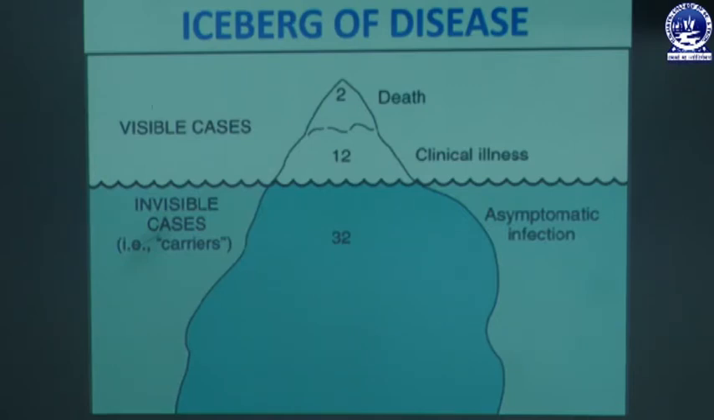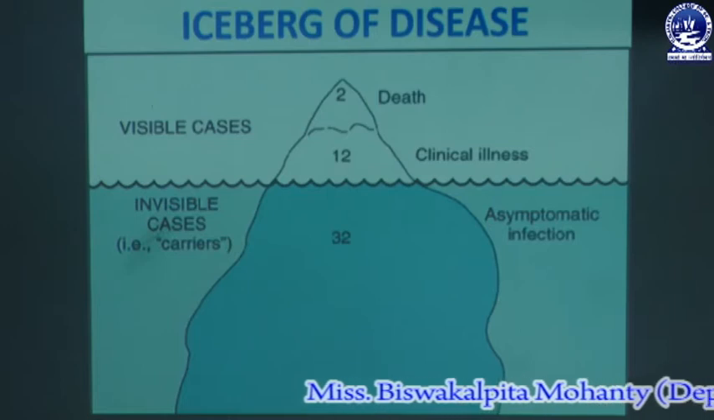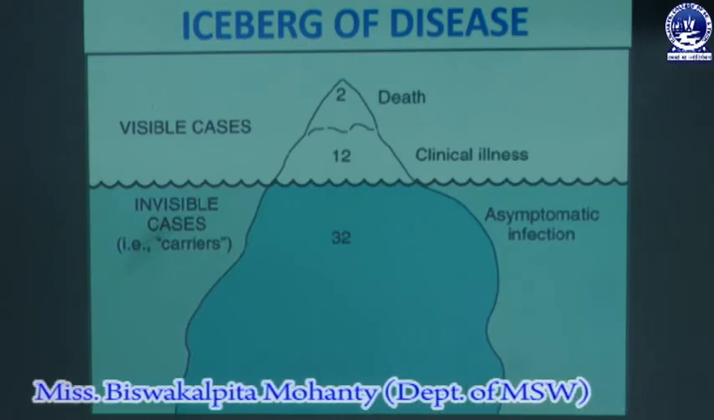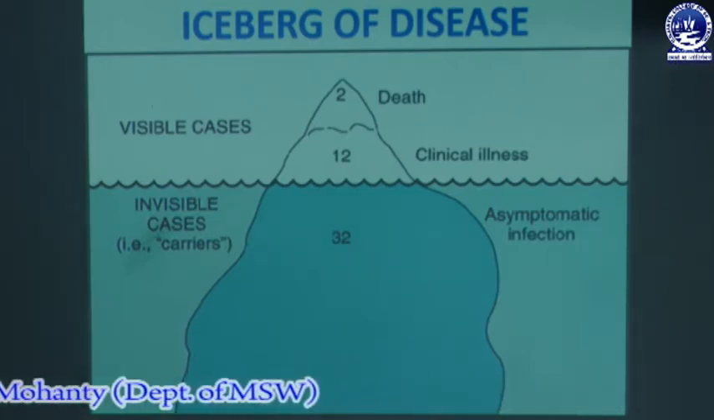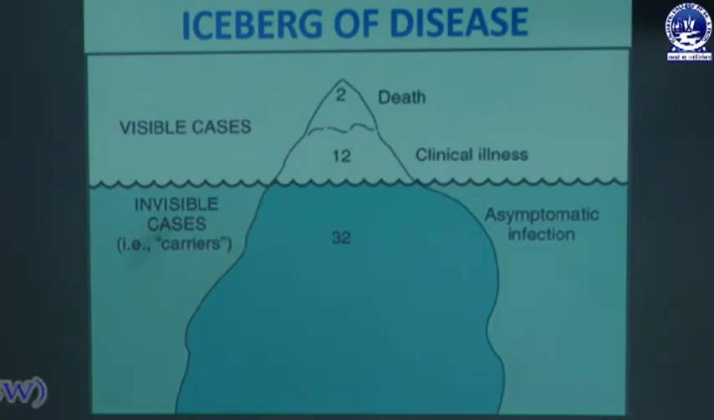The vast submerged portion of the iceberg represents the hidden mass of disease, and that is latent, inapparent, pre-symptomatic and undiagnosed cases and carriers in the community. And the water line represents the demarcation between apparent and inapparent disease.